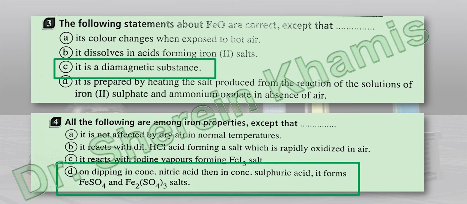Here we have the last one. When dipped in conc. nitric or conc. sulfuric acid, it will give two kinds of salt depending on each of them, but it will not give this answer. It will give one salt of nitric and the other of sulfate. Another question. Let's go to question number 5.